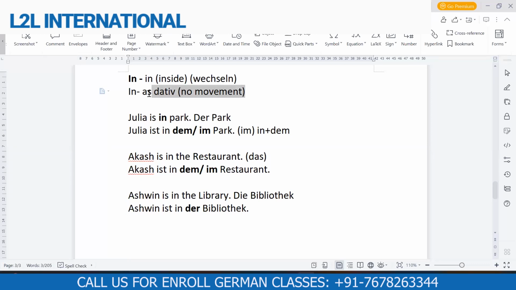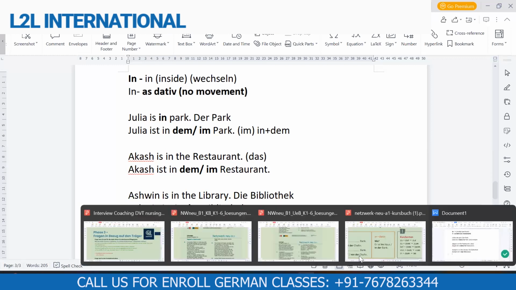So now we have done one part where these sentences contain no movement. It shows that you are sitting somewhere, in the park, restaurant, or in the library. But in the next chapter, we will do how we use in with a movement. Then these things will be clear. Right now, in works as dative because these sentences contain no movement at all.